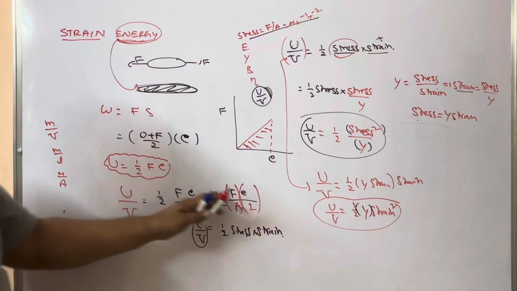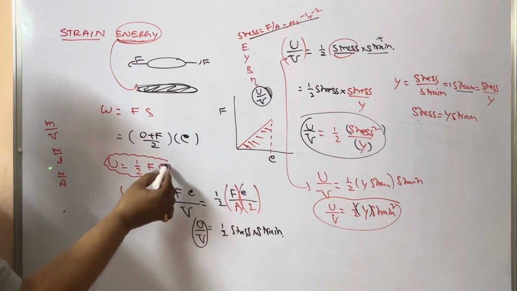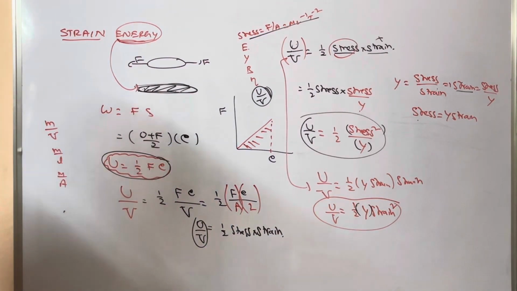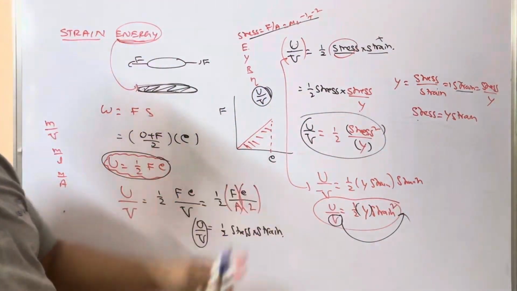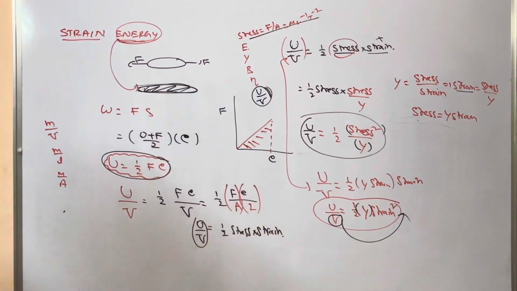All these formulas come under energy stored per unit volume, otherwise strain energy. If they ask only for energy, then it is half into F e. Sometimes they will replace it with the volume here. We have to take care how they ask and how they give the options. Then you can definitely do this strain energy.